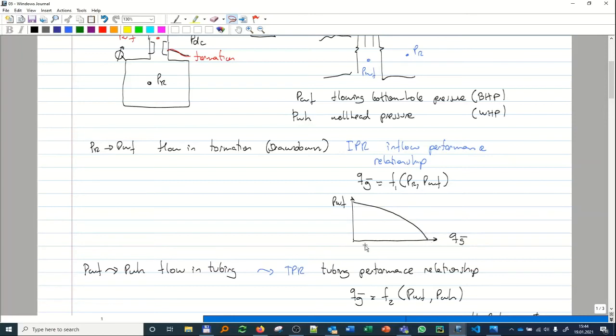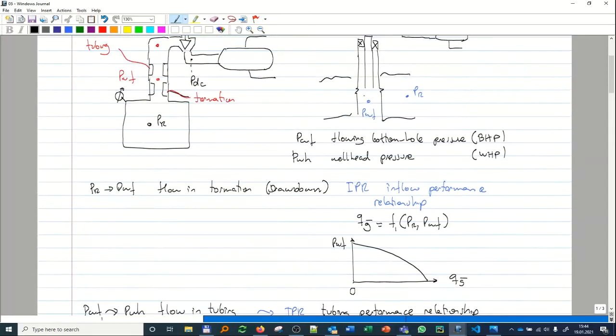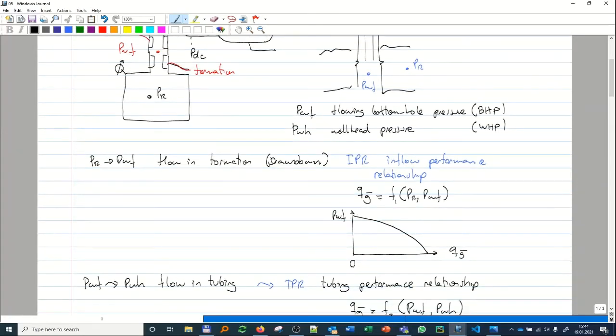So when we have no rate, this is 0. That means that I have here simply, if it's horizontal, I say these two points are more or less at the same elevation, so then I will have simply reservoir pressure. Okay, so at 0 I have here simply reservoir pressure.